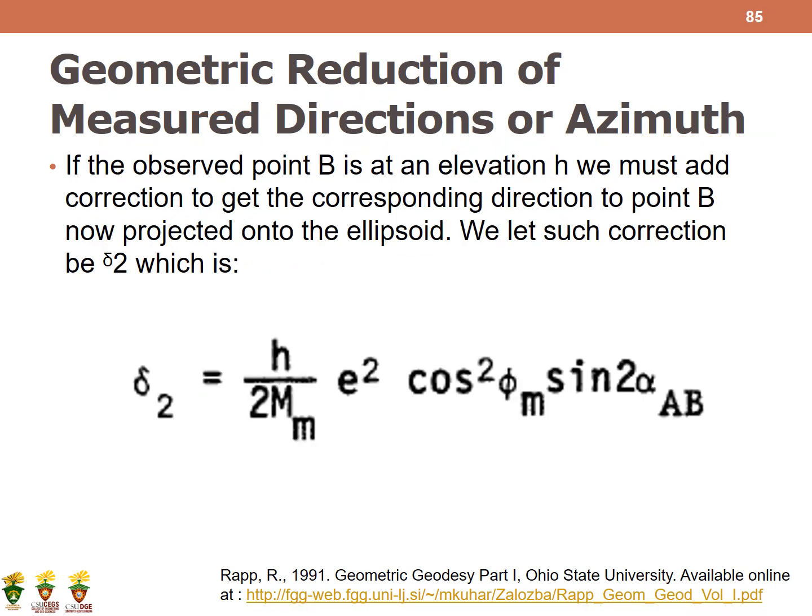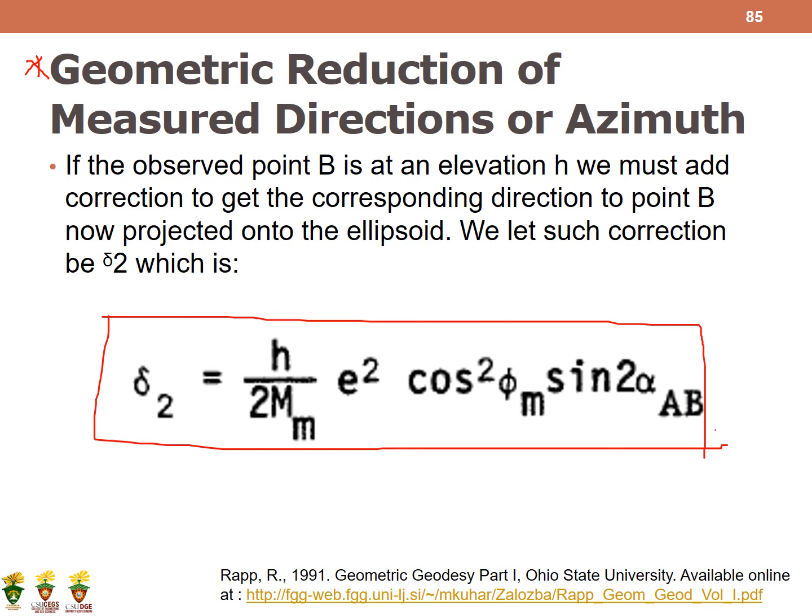And also there is another same gihapon siya nga formula, which is the same aspect, the geometric reduction of measured direction or azimuth, but we have also this another formula nga pwede magamit. So since this was also an introduction, you can read more of this one with this book nga naa sa ilalim sa list of references.